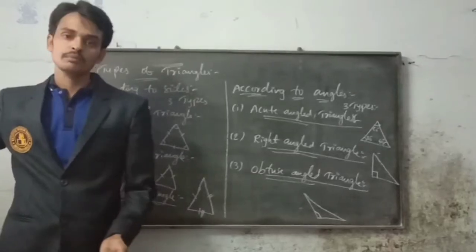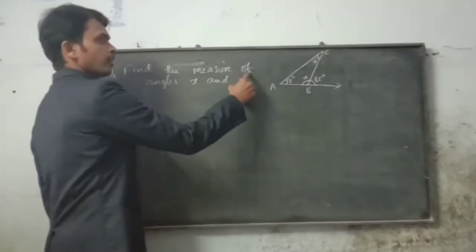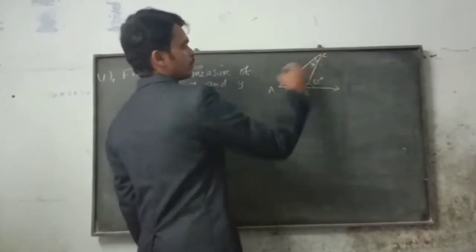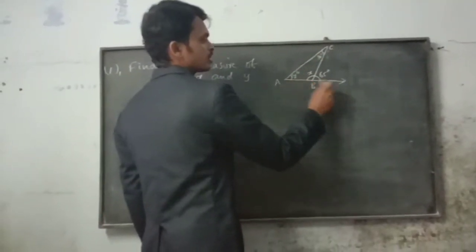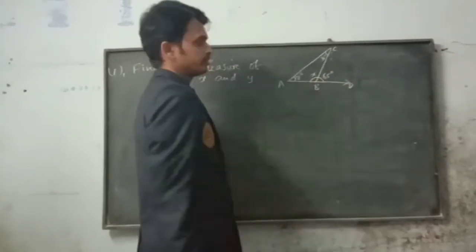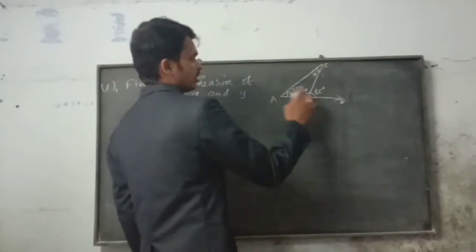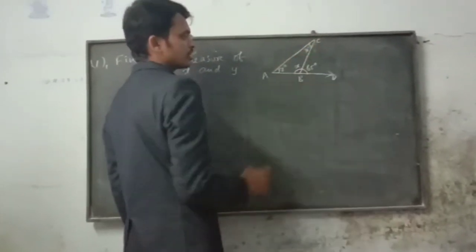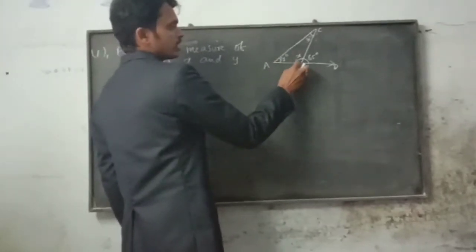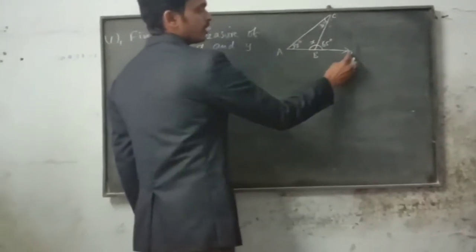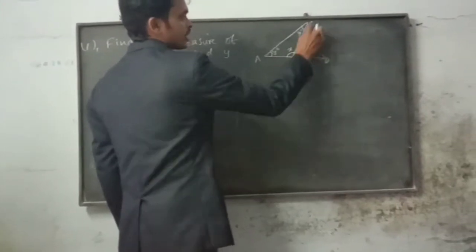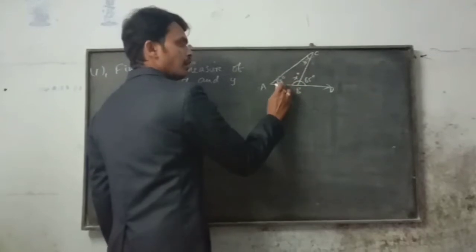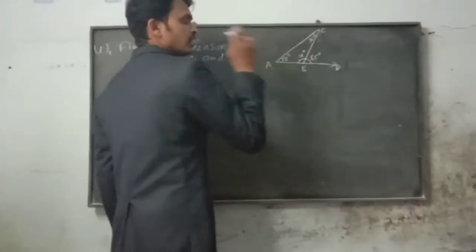So let us do some problems: find the measure of angles x and y. Here in the diagram, in triangle ABC, line segment AB is extended up to D. The given angle ACB, that is angle C, is 30 degrees, angle A is y, and angle B is x, and angle DBC is 65 degrees, the given exterior angle. They are asking to find the values of angle y and angle x.